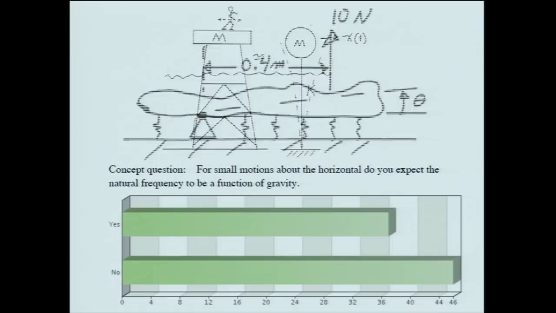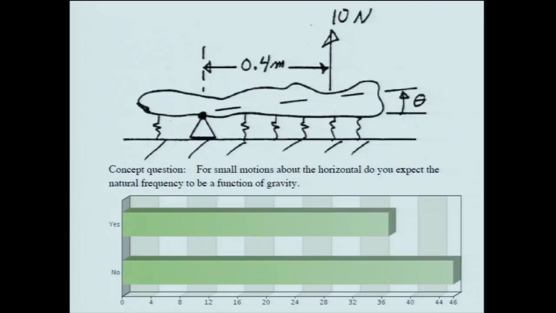Okay, next. For small motions about the horizontal, do you expect the natural frequency to be a function of gravity? When it's just horizontal, the torque that gravity provides is some mg pulling down on the center of mass somewhere in that body, not at the pivot, but let's say it's some distance a away. So the restoring torque is mg times r, if r is the distance. And that length of the moment arm might vary. It's going to vary like cosine theta around horizontal.